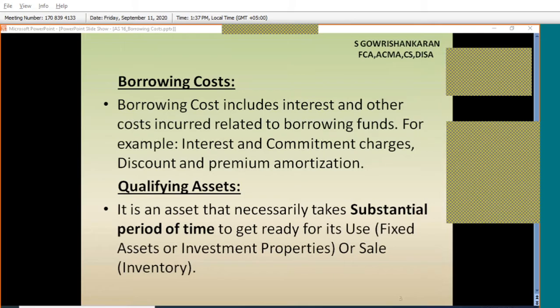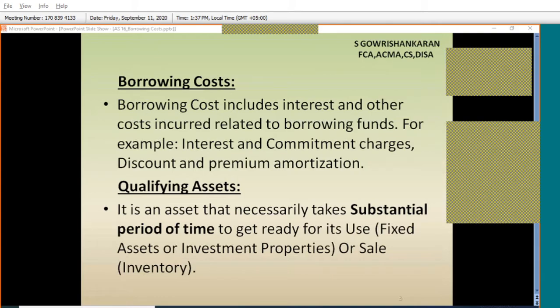So there are some inventories routinely manufactured. Sometimes they will ask in 1 mark also: inventory routinely manufactured means that is not a qualifying asset. Routinely you are able to produce the products. Correct?